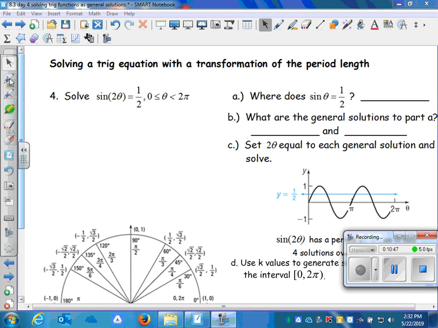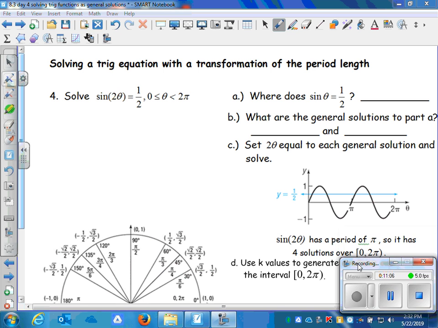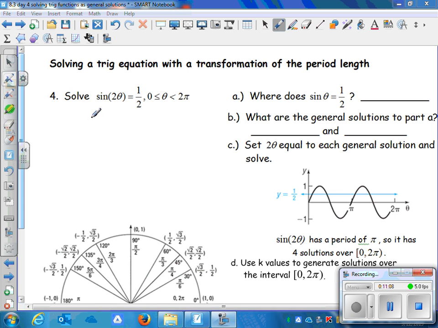So the big question is, why are we using general solutions anyway? Well, what if we need to generate values still between 0 and 2 pi, but the period length is different than what we had been working with? So when I look down at this graph in part C, here's what happens. That 2 pi changes the period. In other words, I complete a cycle in pi rather than 2 pi. So I end up with more solutions between 0 and 2 pi than I normally would.